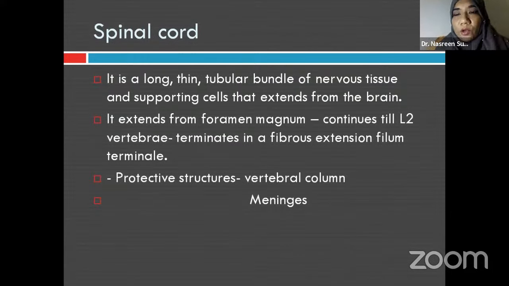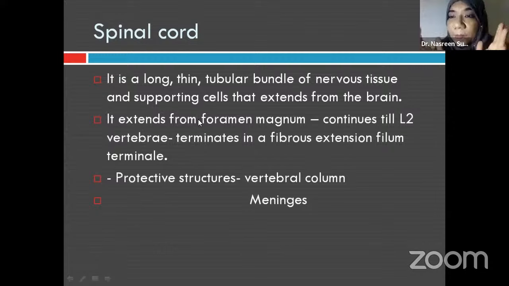So, you know the internal structure of spinal cord because from 10th standard you are studying about the structure of the spinal cord, right? Now I will focus on the external structure and the meninges of the spinal cord. So spinal cord is a long thin tubular bundle of nervous tissue and supporting cells. What are the supporting cells here? Supporting cells are nothing but your neuroglial cells. Don't get confused. Okay. It extends from the foramen magnum.